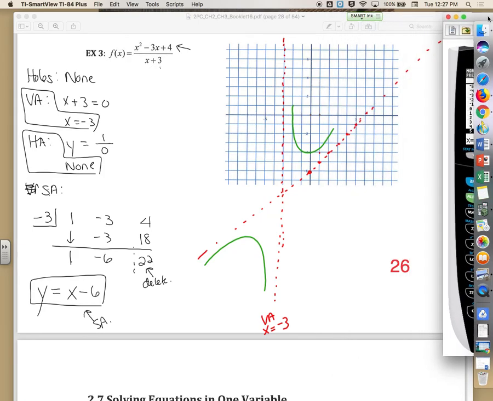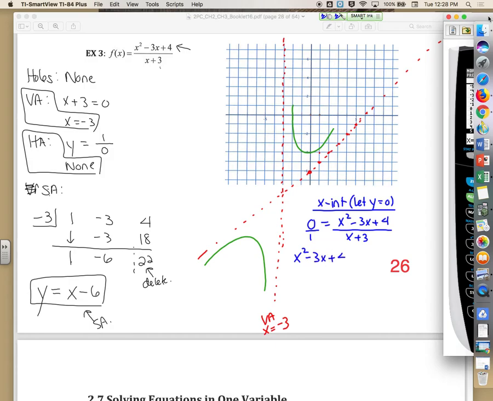If you can't tell by looking at the graph, you can go back to the equation and plug in. For the x-intercept, we let y equal 0. Let's see what we get. So we would have 0 equals x squared minus 3x plus 4 over x plus 3. If you put 0 over 1 and cross multiply, we'll have x squared minus 3x plus 4. And then cross multiply the other way, 0 times the x plus 3 will give you 0. The thing is, when you try to solve this, it doesn't factor. When you do the quadratic formula, you end up with imaginary numbers. So a is 1, b is negative 3, c is 4.